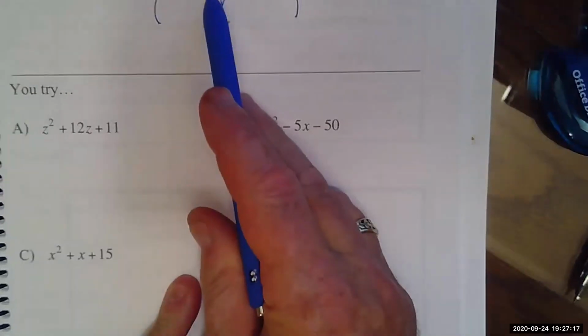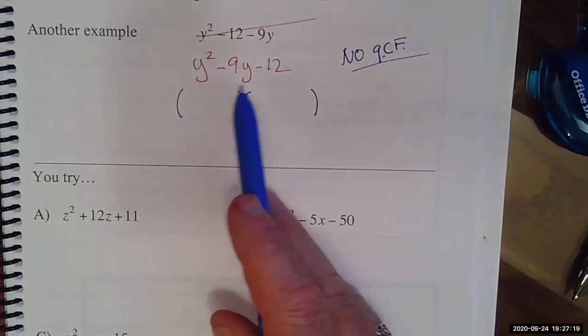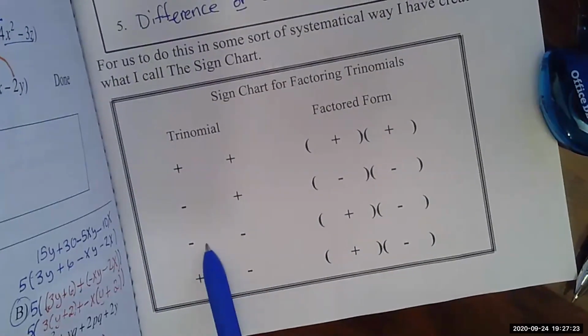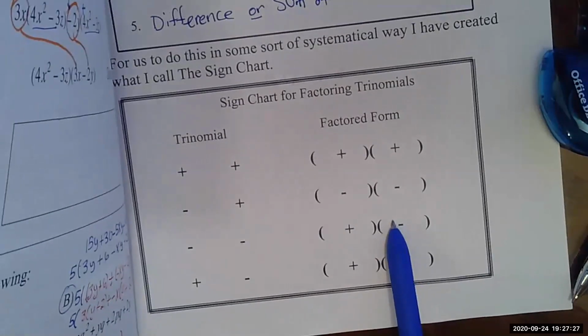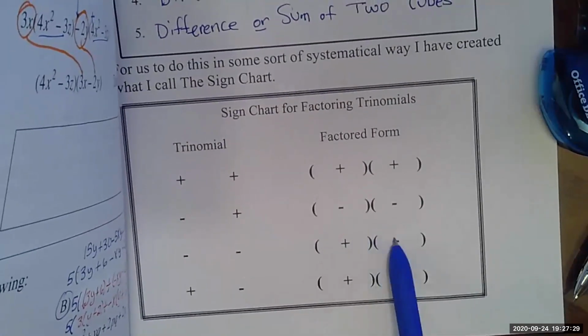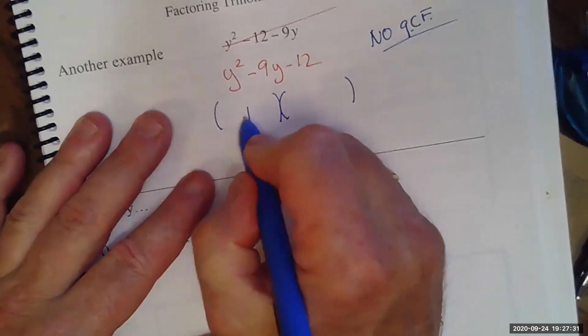What am I looking for? Oh, negative. Oops, here it is. Negative, negative. Oh, cheat sheet says positive, negative. You can put them in that order. It's not a problem. Positive, negative. Okay, put a positive here and a negative right there.